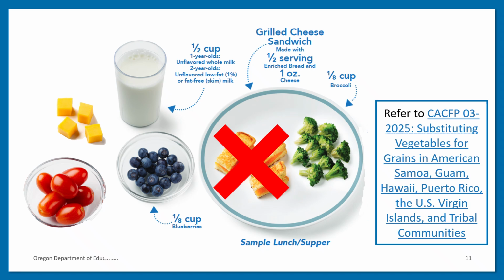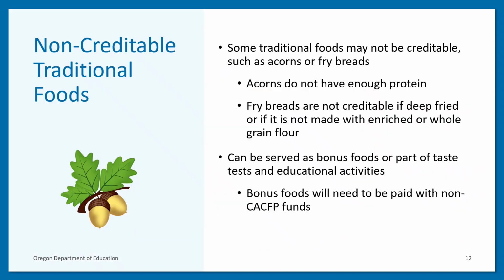Sponsors who would like more information on implementing this flexibility can refer to the CACFP Memo 03-2025, Substituting Vegetables for Grains in American Samoa, Guam, Hawaii, Puerto Rico, the U.S. Virgin Islands, and tribal communities.